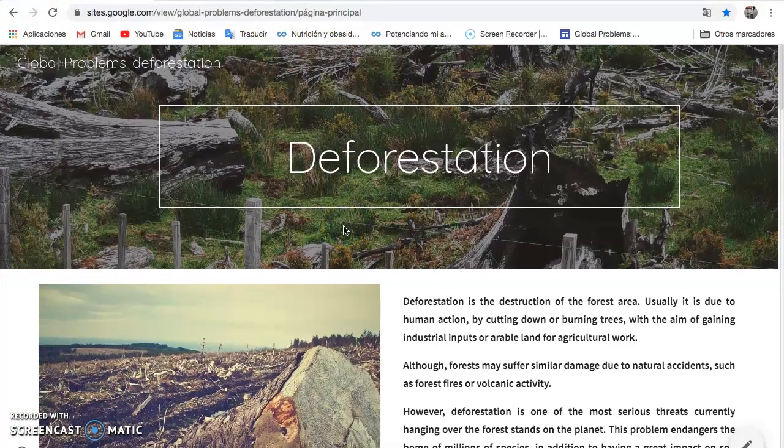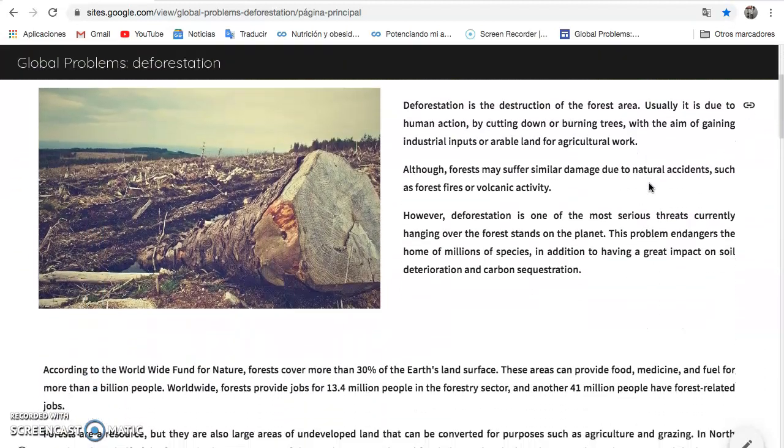My name is Lorena and today I'm going to talk about a global problem, deforestation. I chose that problem because deforestation is a problem that few people think is important, and I think it is. To begin, I will answer the following question.